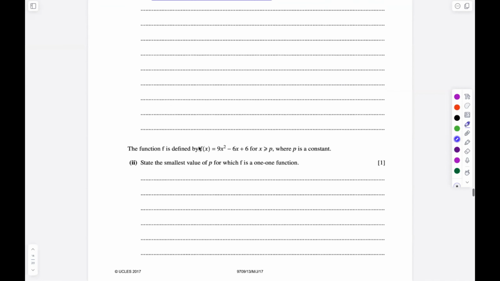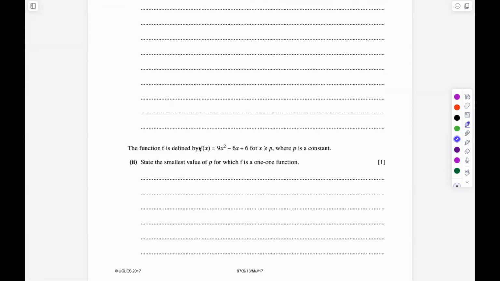In part 2, it says the function f is defined by f(x) = 9x² − 6x + 6 for x greater than or equal to p. We have to state the smallest value of p for which f is a one-to-one function. Now we know that f(x) can be written as (3x − 1)² + 5. For it to be a one-to-one function, we know it is a quadratic curve, so let's first make a quadratic curve. If we take 3 common, that will become 3² into (x − 1/3)² + 5, so this will become 9(x − 1/3)² + 5.